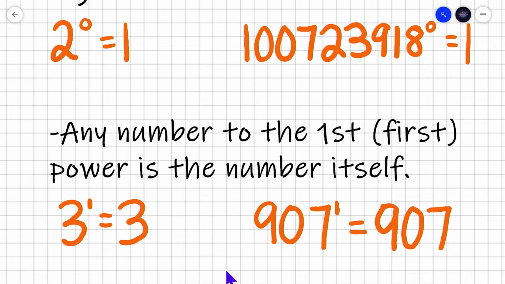And then it could be literally 907 to the power of 1. You could just think about that as 907 times 1, and that's just 907, right?